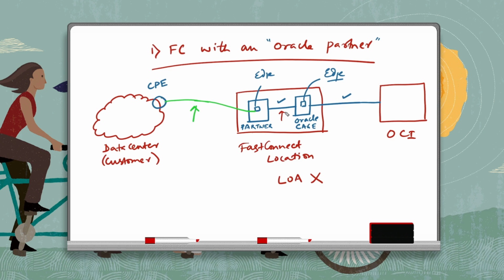You just need to work with the partner and provision a physical connection from your data center to the partner edge, which is already there inside the Fast Connect location. So you can think of it like the partner network. So this is what is your Fast Connect with an Oracle partner. This is how the architecture looks like. Now let's look at the second option.